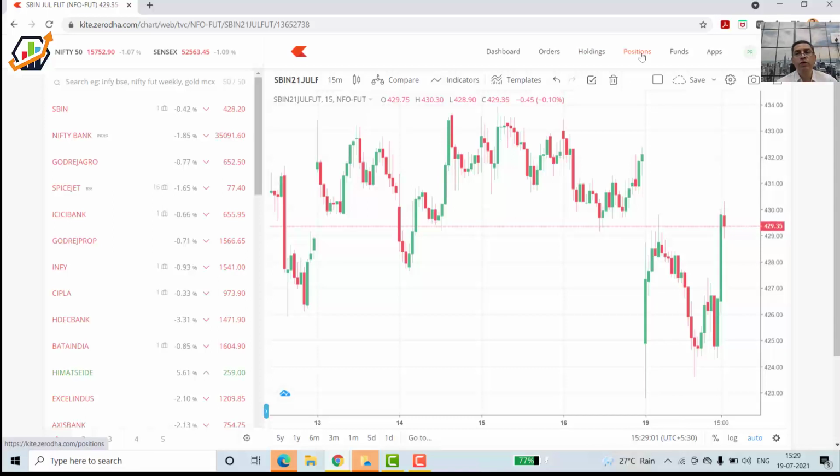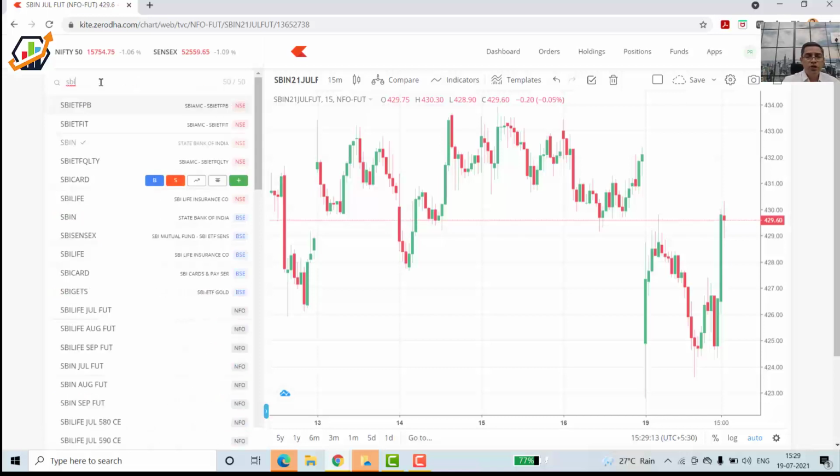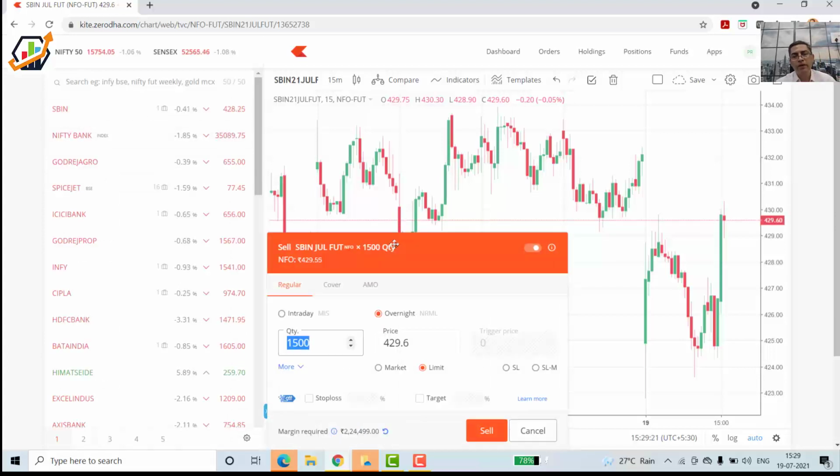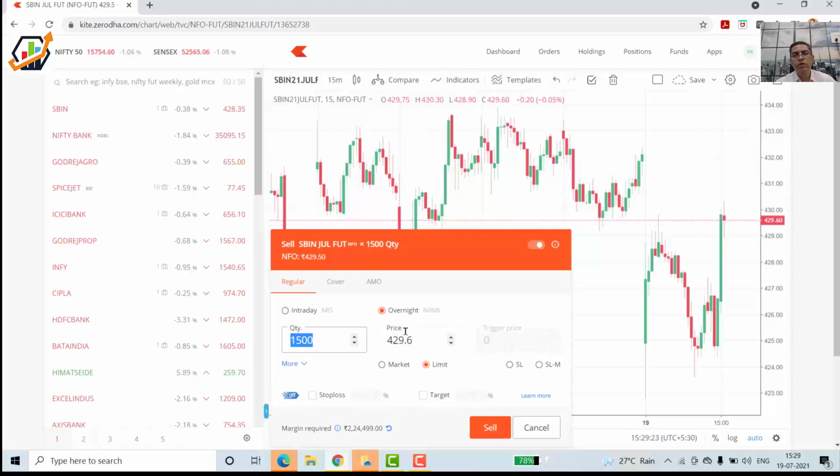So once again, going to the positions where it will be a long position. In the long position, click exit. Once you click exit, again what's going to happen is, because you have taken a long position, now you will find a short position over here, and in the short position you will have to go in the sell window will open.